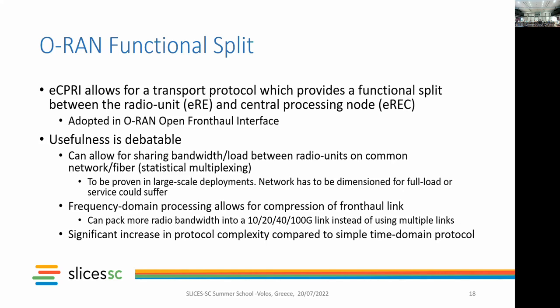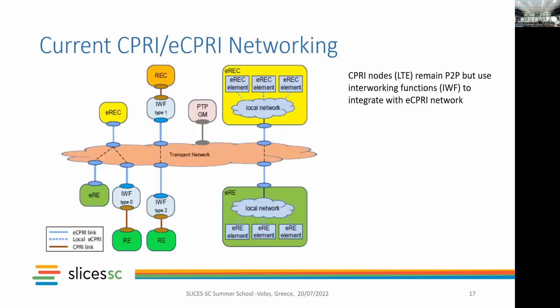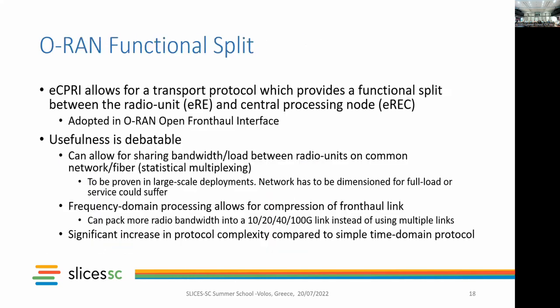To me, it's debatable. As I said at the beginning, this can allow for sharing bandwidth and load between radio units on a common network fiber system. So if we were really in this picture here, maybe it's useful there. I haven't seen any studies that strongly prove that it is useful, but it may be useful because of this statistical multiplexing. So this is still to be proven in large-scale deployments.